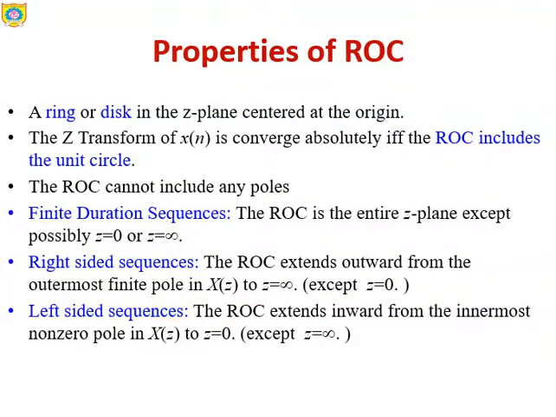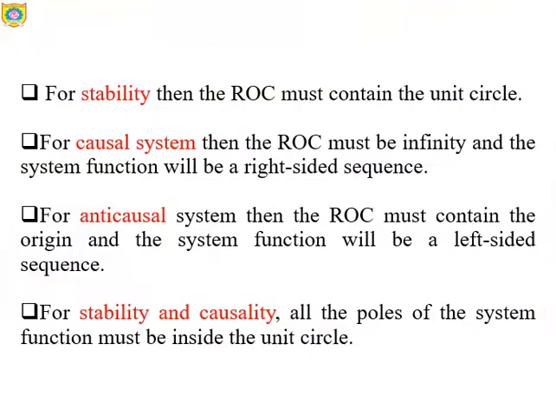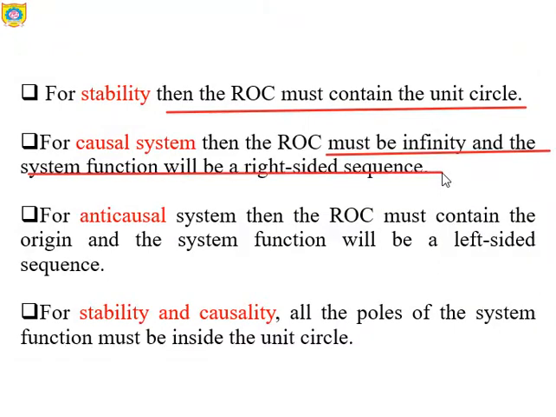Now let's see the next part of the ROC, for deciding the stability of the system. So for ROC, these are additional properties. For stability of any system, the ROC must contain the unit circle. The ROC must contain the unit circle. Similarly, for the causal system, the ROC must be infinite and the system function will be a right-sided sequence. If we go for the anti-causal, that is the left-sided sequence, then for an anti-causal system, the ROC must contain the origin and the system function will be a left-sided sequence.